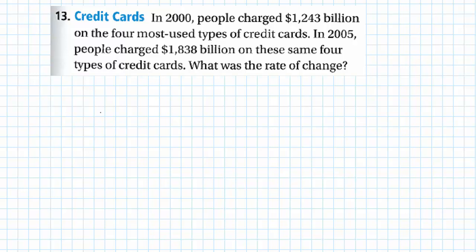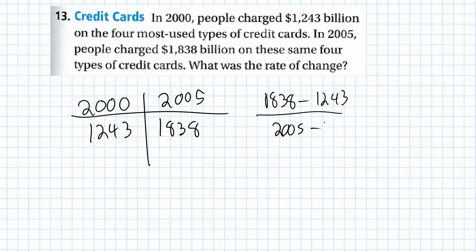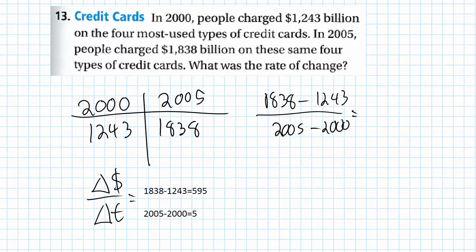For number 13, we are trying to find the average rate of change, but that's also the same thing as asking what the slope is. So I want to see how much the money spent changed over time. So I'm going to do change in money over change in time. I'm going to subtract my money values, and I'm going to subtract my time values, which in this case is in years.